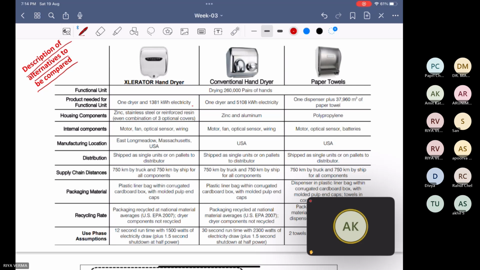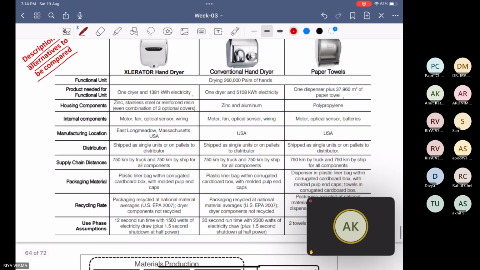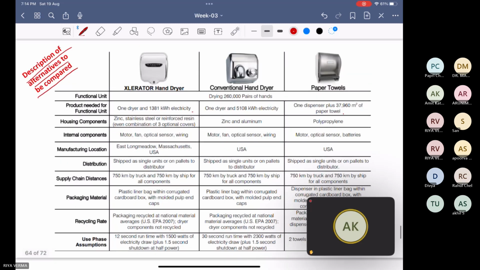पेपर टाल्स के लिए नॉर्मली एक डिस्पेंसर की जरूरत है और 37,960 मीटर स्क्वायर ऑफ द पेपर टाल दैट इज नीडेड. यही सारा डेटा है दैट आई वाज टेलिंग कि इस डेटा को आइदर हम डायरेक्टली एक्सेस कर सकते हैं या फिर हमें खुद को क्रिएट करना पड़ेगा इस डेटा को. देन हाउसिंग कंपोनेंट्स. अब ये किन किन चीजों से मिलके बना होता है? इसके हाउसिंग कंपोनेंट्स क्या हैं? जिंक, स्टेनलेस स्टील और रेनफोर्स्ड रेजिन.